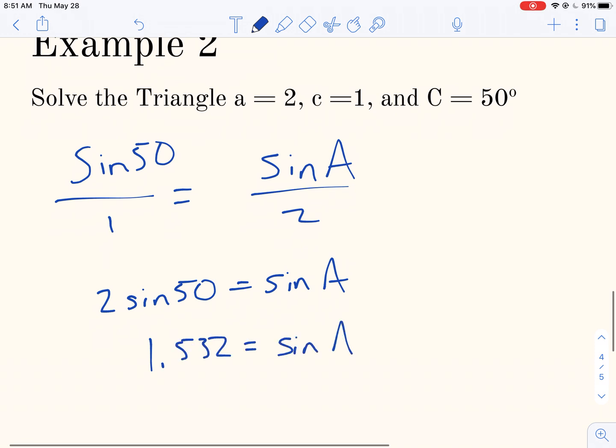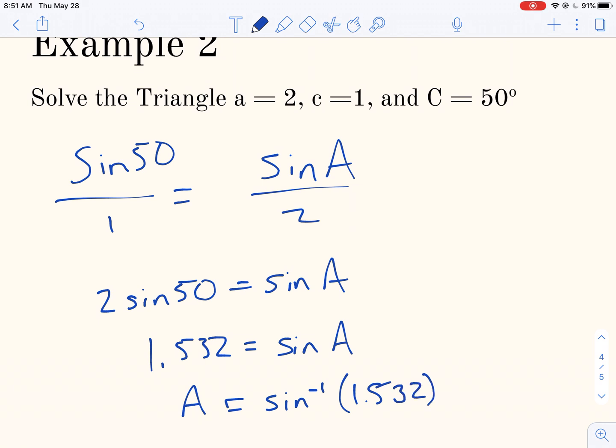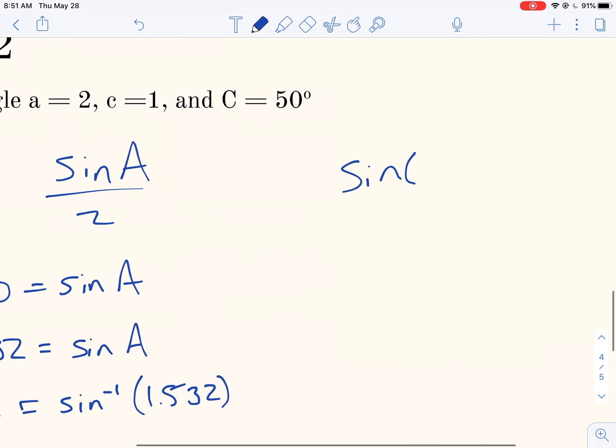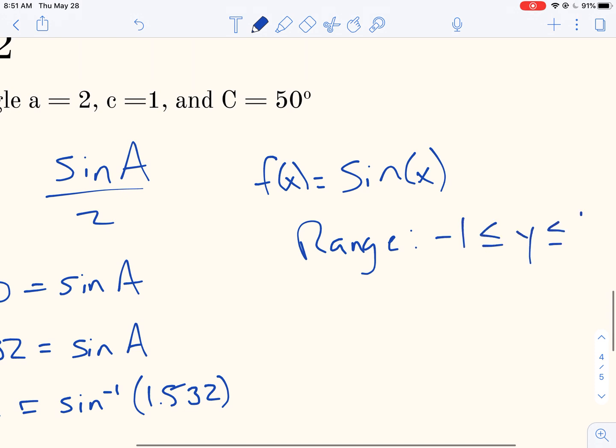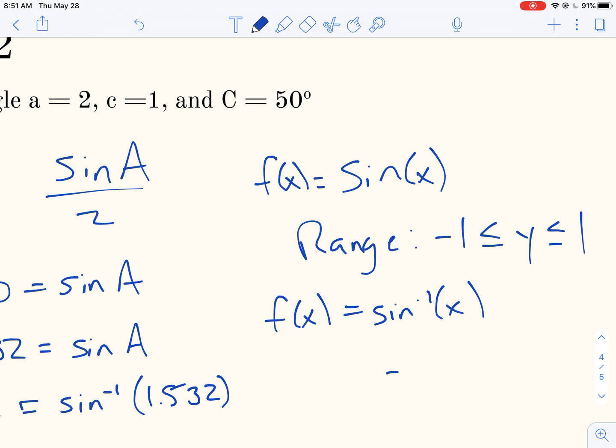Well, this creates an issue for me because this would suggest that A is equal to the sine inverse of 1.532. Well, we've already learned that sine of x, if we write f of x is equal to the sine of x, it's got a range of y has to be greater than or equal to -1, and it has to be less than or equal to 1. We've also learned that if I've got a function f of x is equal to the sine inverse of x, well, then that means your domain has to fall between -1 and 1.